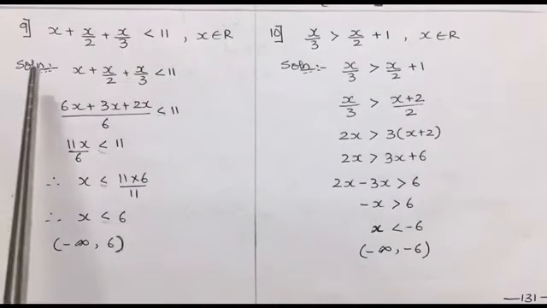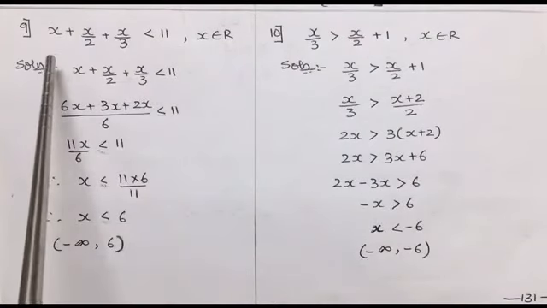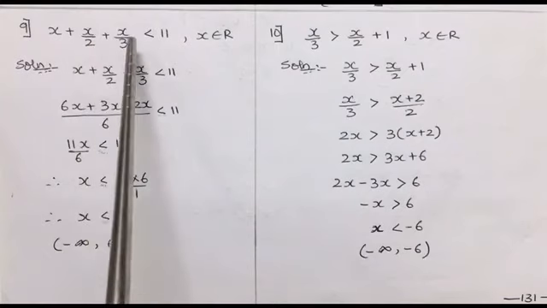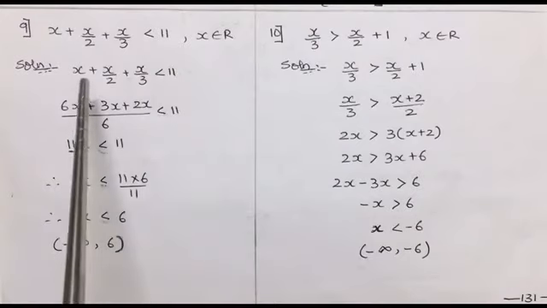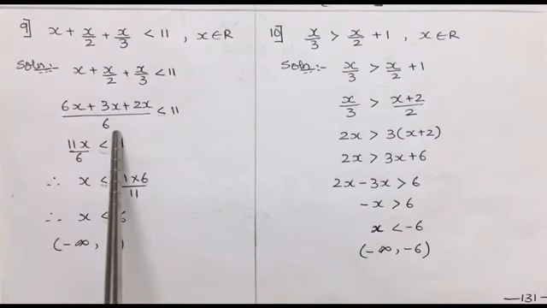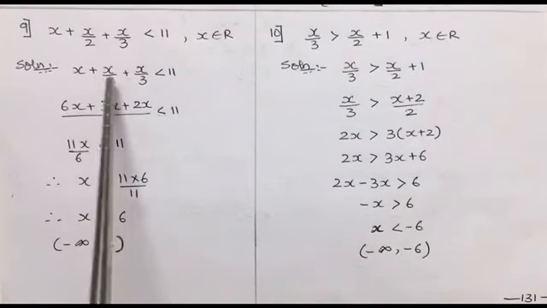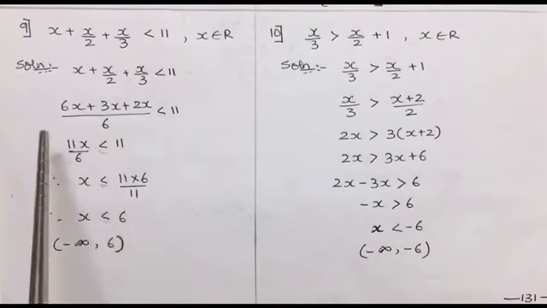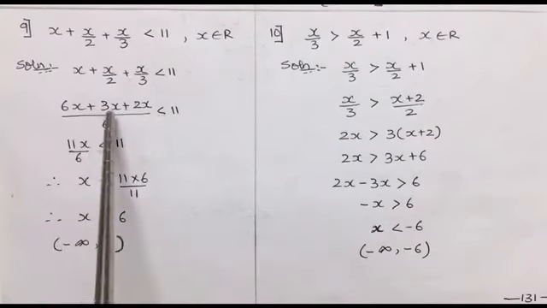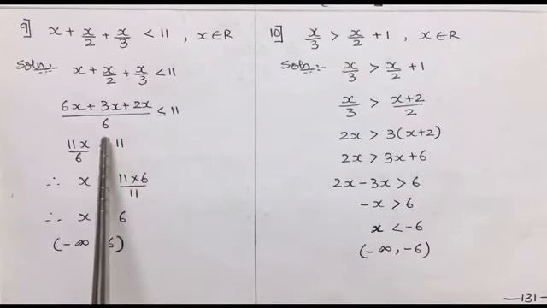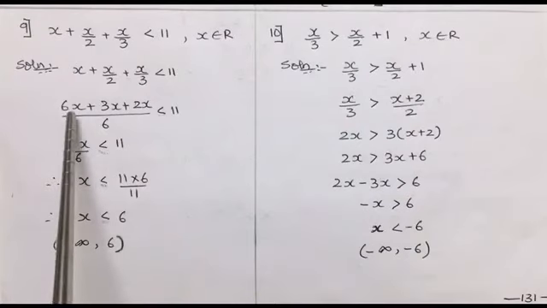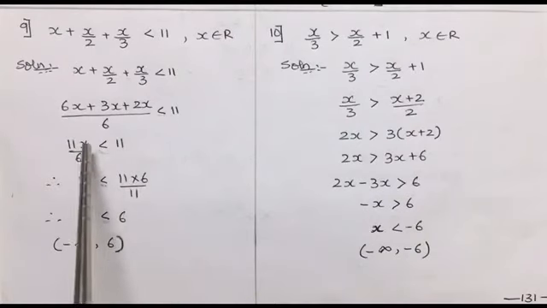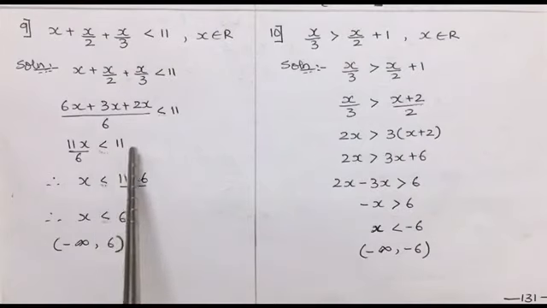Ninth one, given is x plus x by 2 plus x by 3 less than 11. Again x belongs to R. So here as the fractions are given, we need to take out the LCM. The LCM of all the three terms will be 6. So it becomes 6x plus 3x plus 2x, whole divided by 6, less than 11. Adding the numerator, it gives us 11x by 6 less than 11.